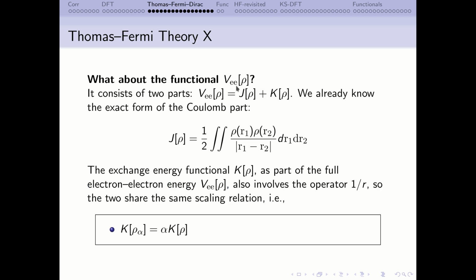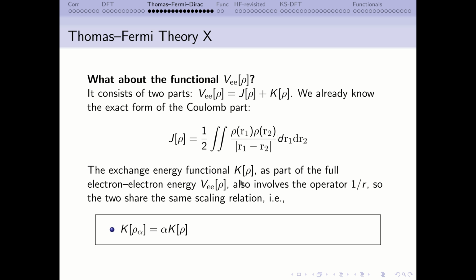Okay, so now we know what this functional is. What about the electron-electron terms? So we know the kinetic energy part. Well, the electron-electron parts we know from Hartree-Fock theory. There's a Coulomb part, J, and an exchange part, K. We already know that the Coulomb part is written exactly in this form. It's the classical Coulomb energy of an electron density with itself.